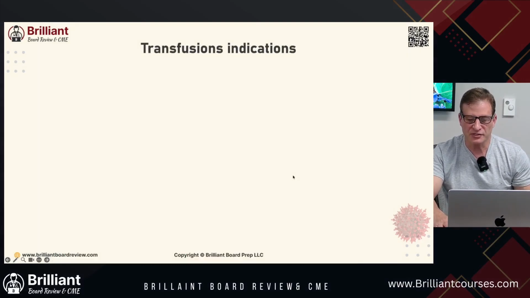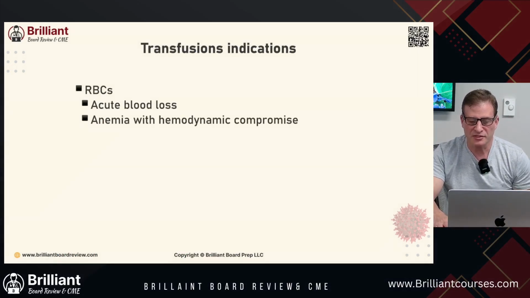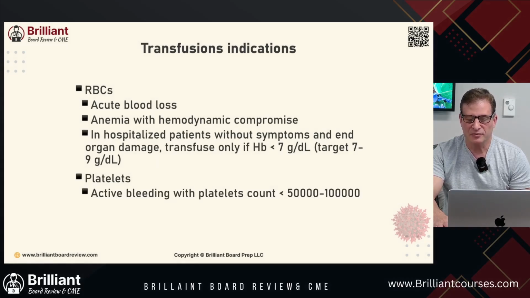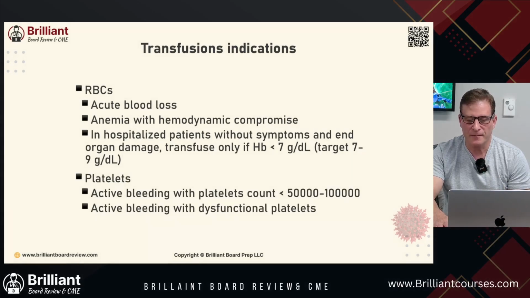Transfusion indications for RBCs: acute blood loss, anemia with hemodynamic compromise. In hospitalized patients without symptoms and end organ damage, transfuse only if the hemoglobin is less than 7. Platelets: active bleeding with platelet counts less than 50 to 100,000.